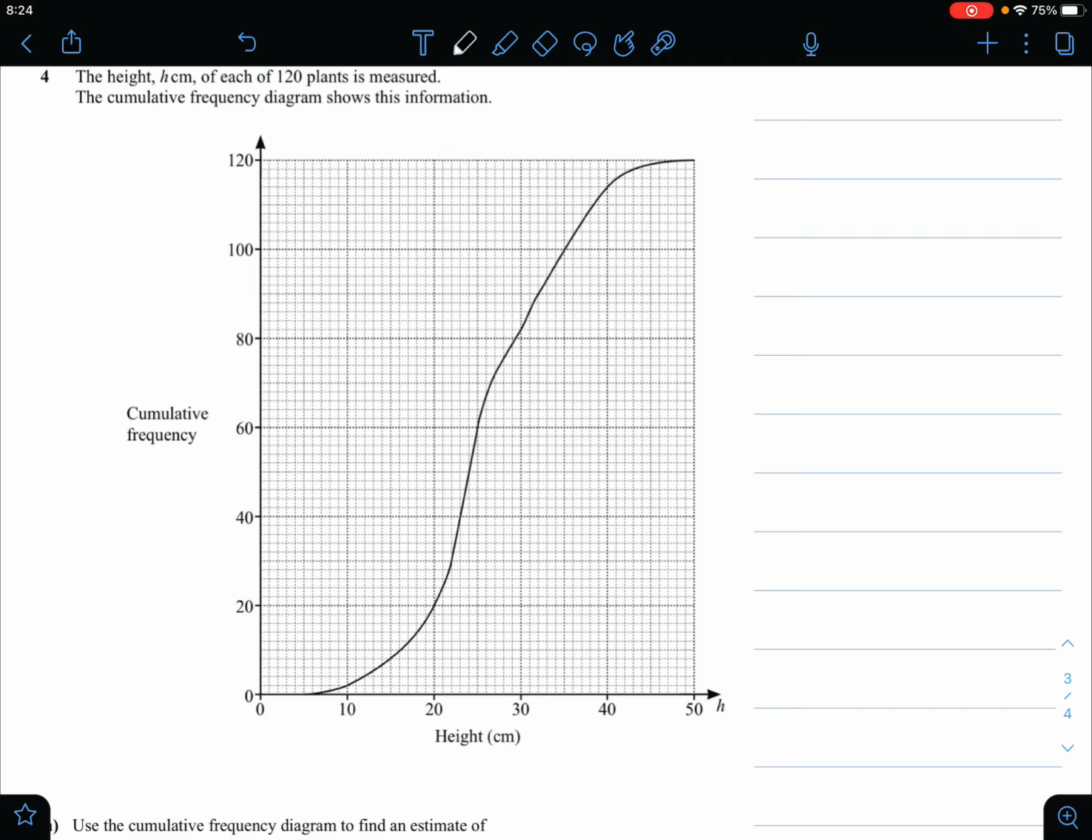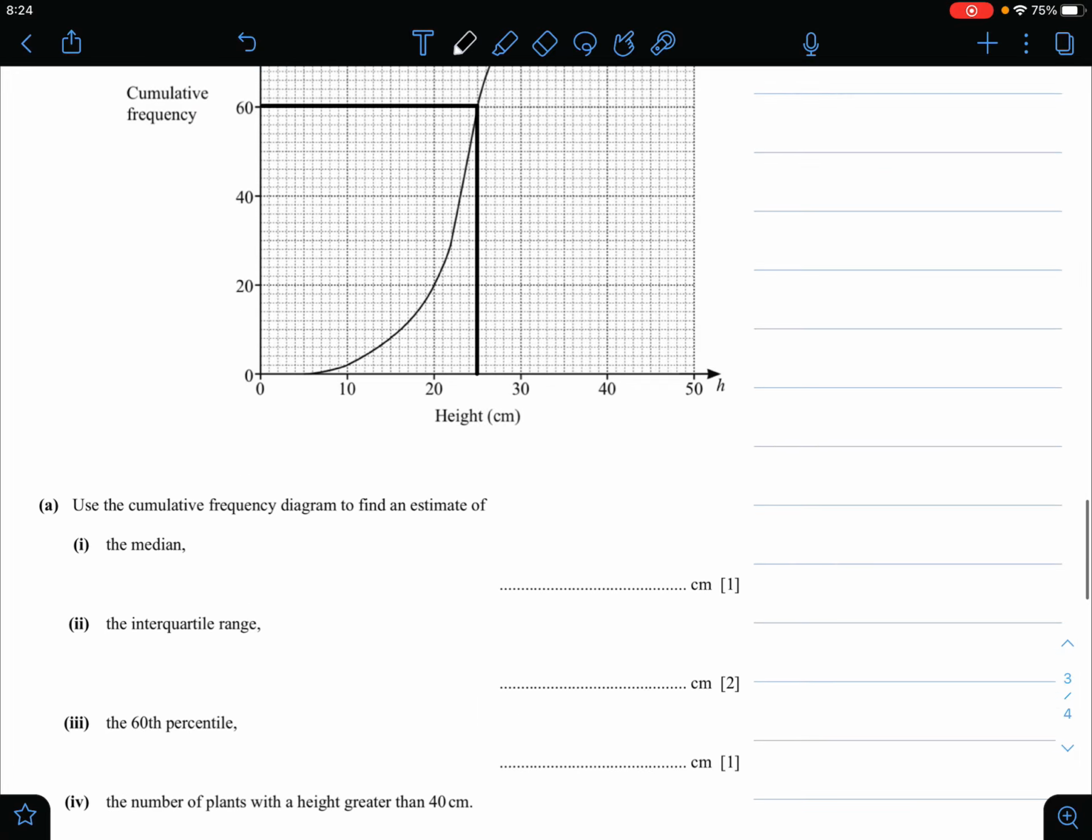So therefore you draw a horizontal line with your pencil and ruler at 60 and you draw a vertical line at that position. So it will come down to 25. So therefore 25 centimeters will be your median. Now let's move to the interquartile range.